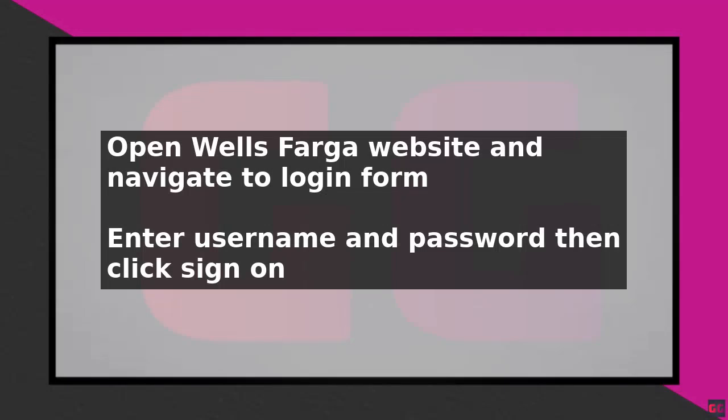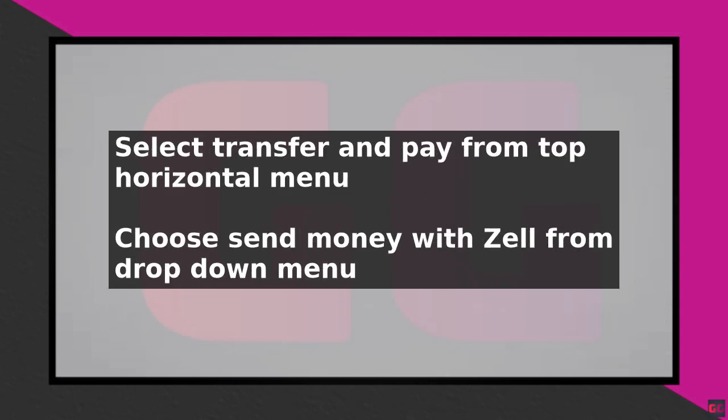To enroll in Zelle, start by opening the Wells Fargo website and navigating to the login form on the main page. Enter your username and password. Then click Sign On. For security purposes, a 6-digit verification code will be sent to you via text message. Enter this code and click Continue to access your account dashboard.